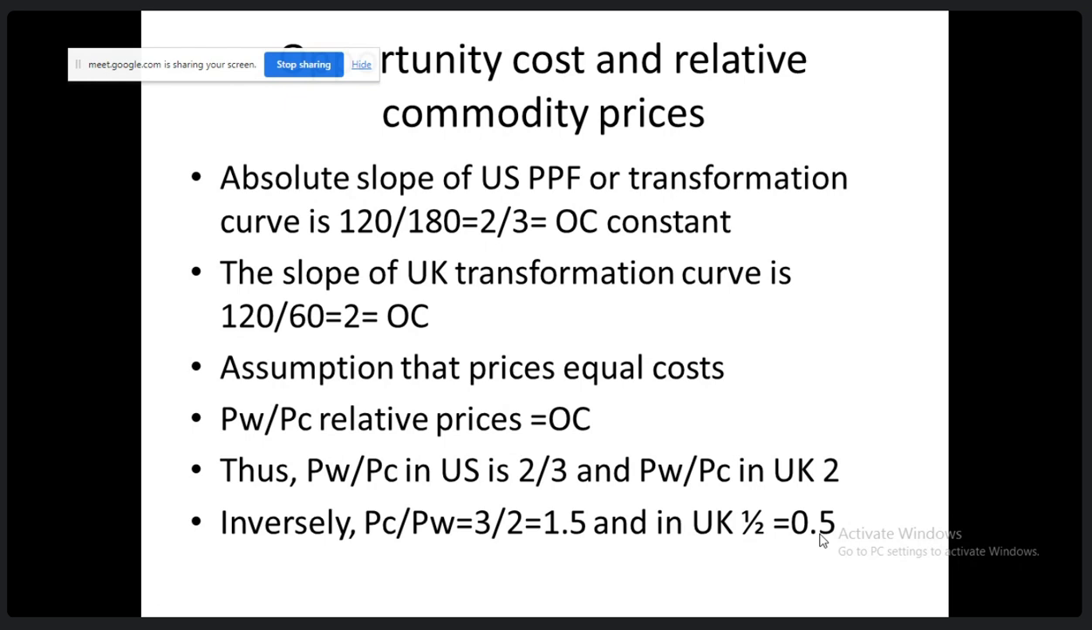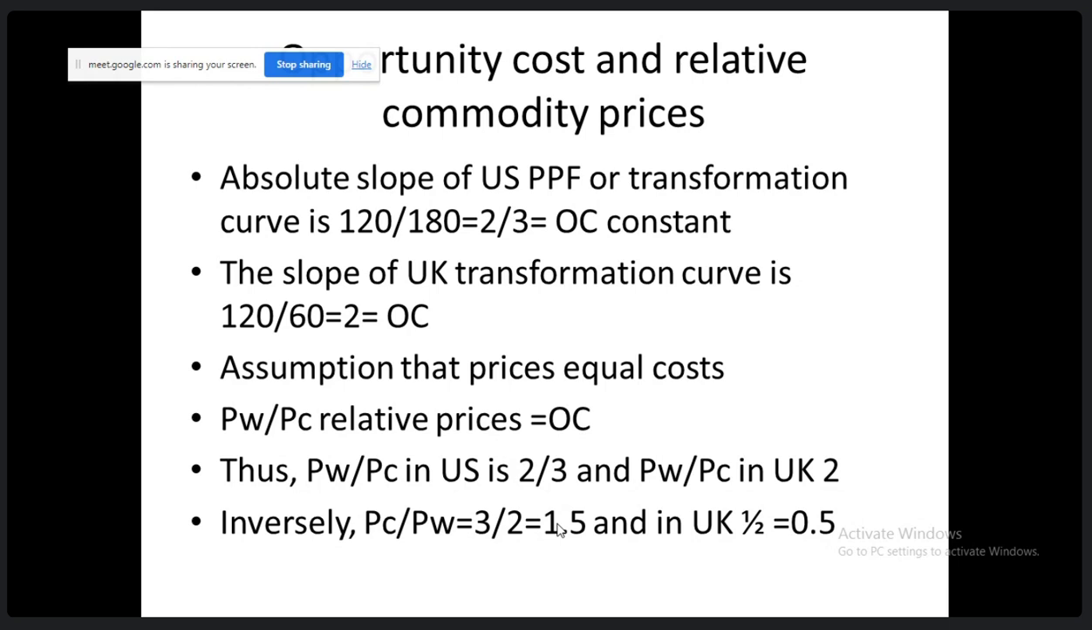Yes, ma'am. So what we see is in US, wheat is relatively cheaper. Can you see that? So you can see that in US, wheat is relatively cheaper. In UK, it is 2 and in US, the relative price of wheat is 2 by 3. And similarly, in UK, cloth is relatively cheaper. It is 0.5 and here it is 1.5.